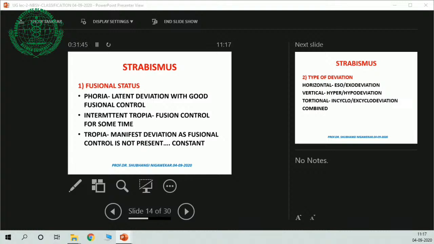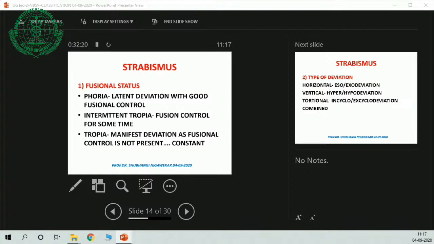Suppose a person is a debilitated patient, fatigue phenomenon is occurring in the evening time, and there is weak fusional control. So sometimes there will be squint, sometimes there won't be squint. It is nothing but intermittent tropia, because it is manifesting. Sometimes it is phoria, hidden, but it is converting into tropia, that is, manifesting, visible. So the invisible becomes visible. So phoria to tropia, that conversion is going on. So it is called intermittent tropia. Okay.